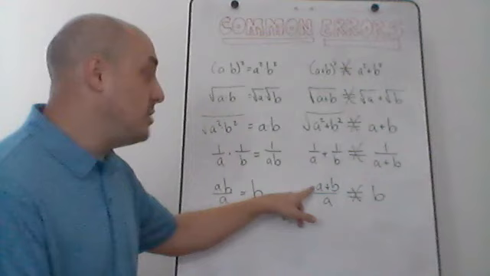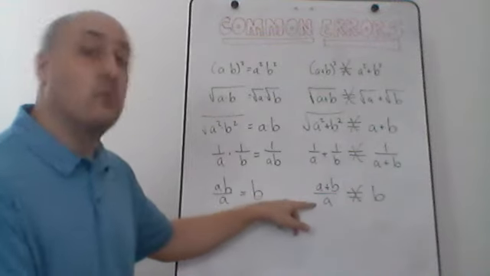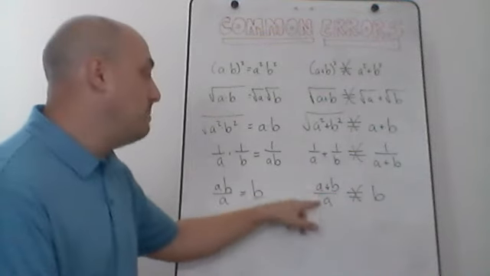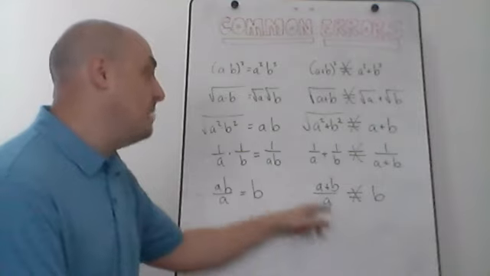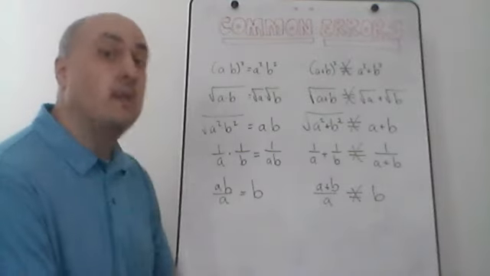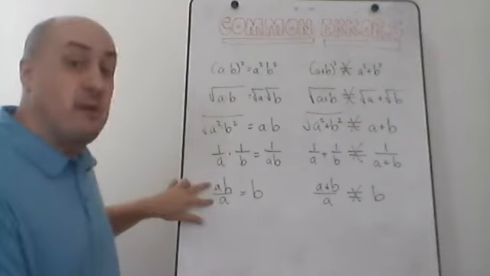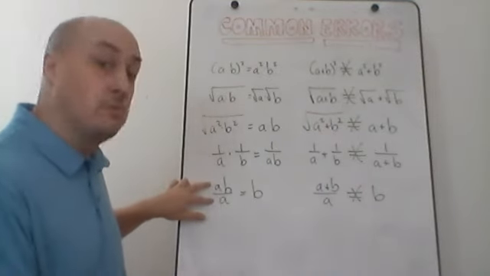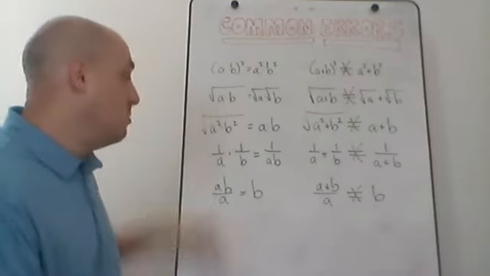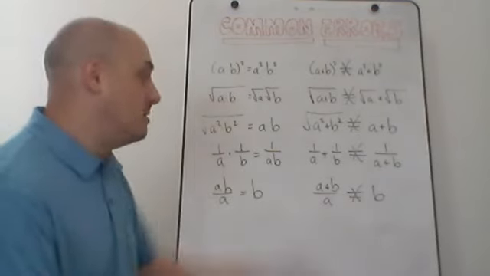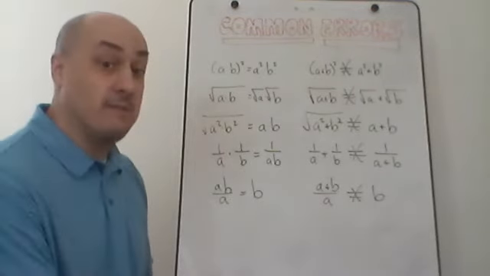But when there's addition in the numerator or denominator, or subtraction there, a plus b over a, in this case the a's do not cancel out to just give me b, right? I can only cancel out the stuff in the numerator and denominator if they are factors, if they are being multiplied by the other stuff in the numerator or denominator. If they're being added or subtracted, I can't just cancel stuff out.